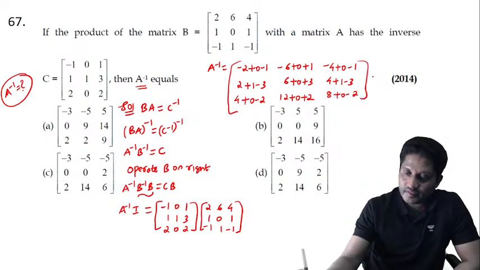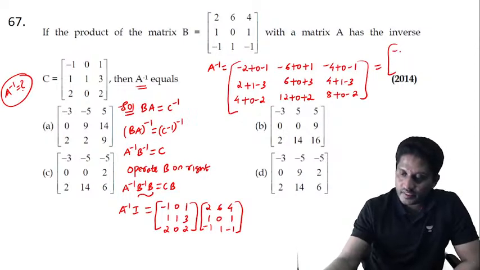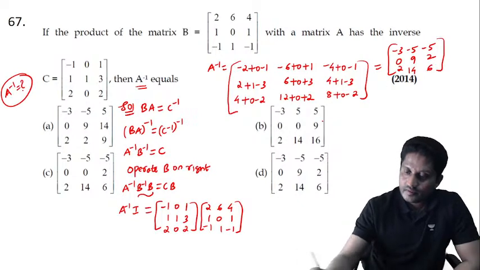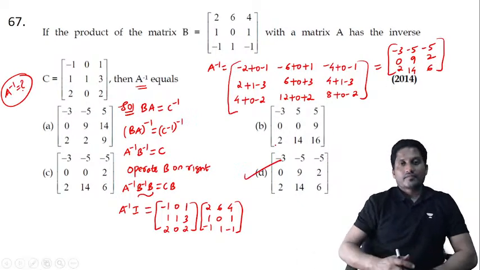Right, now if I simplify this, I get a final matrix as minus 3, minus 5, minus 5. Okay, and then you get this as 0, 9, 2. Then you get 2, 14, and 6. Last option D.